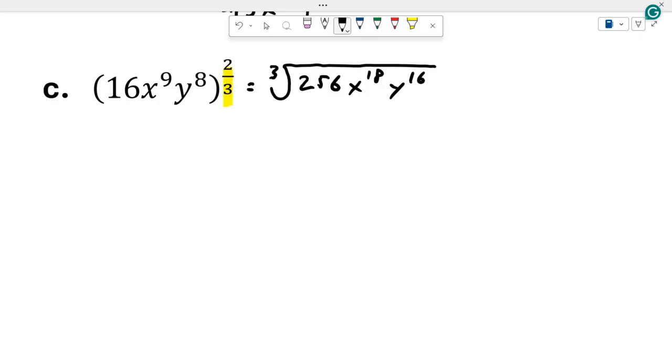Okay, so again, I kind of did two things there. I rewrote the denominator of my fraction in my exponent as the root. And then the numerator, I just distributed to everything, so I squared everything. All right. So we got a cube root.